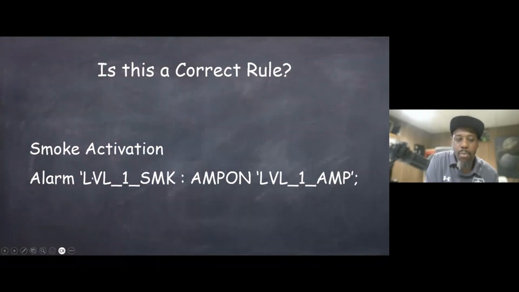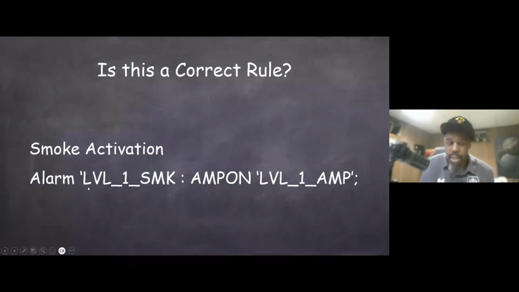So meaning what your device, your smoke or pull, whatever it's going to be, what is the state of this particular device? So this label is level 1 smoke. So for the smoke detector, when this smoke detector goes into alarm, we want this amp to turn on. But this rule right here is also incorrect, because we're not saying what type of device this is. We just have alarm, which is the qualifier, but we also need the device type.